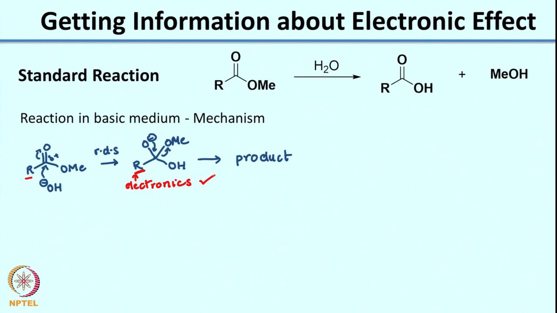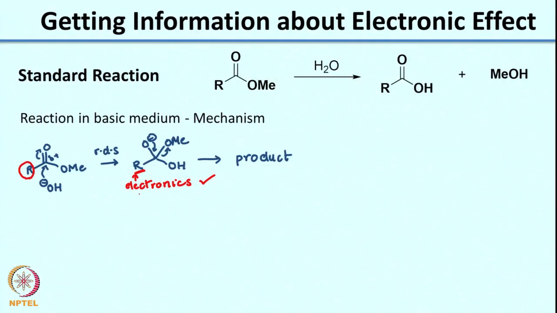Now what about sterics? So even here, since you have the R group close to the carbonyl group, if you have the nucleophile coming in, again the same traffic jam concept. If you have a large R group, it will be more difficult for the nucleophile to come in. So does sterics play an important role? Absolutely. So you will have both electronics as well as sterics playing a very important role in this reaction.